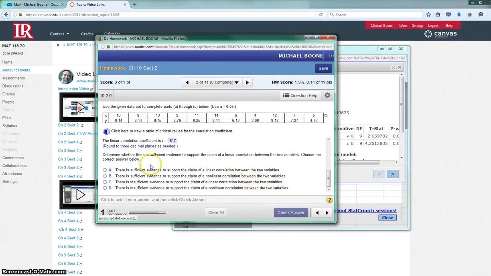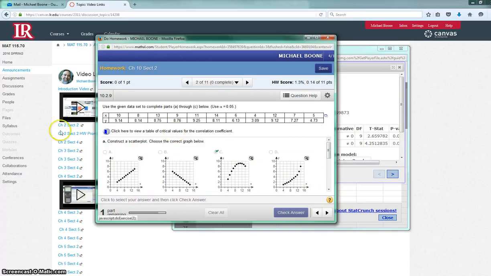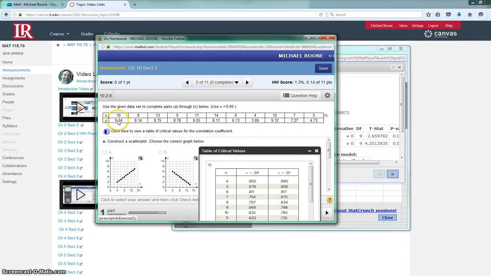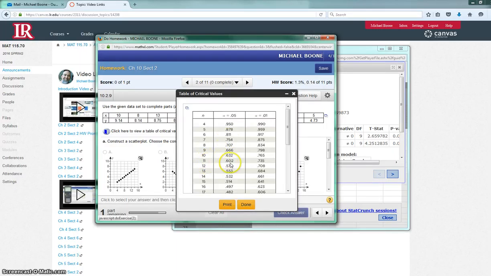0.817 doesn't sound terrible. Determine whether there is sufficient evidence to support the claim of linear correlation between the two variables. If we look at this table of critical values, there should also be a table in your book. We have 11 data points. Alpha is 0.05. So if n is 11, anything bigger than 0.602 means that it would have a good relationship. So that's how we read this table. So we have 11 points.